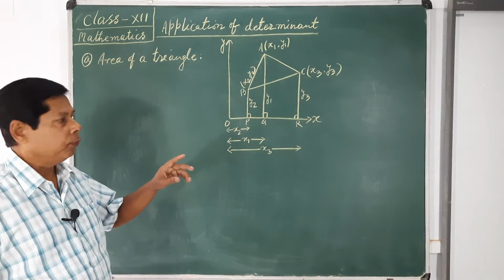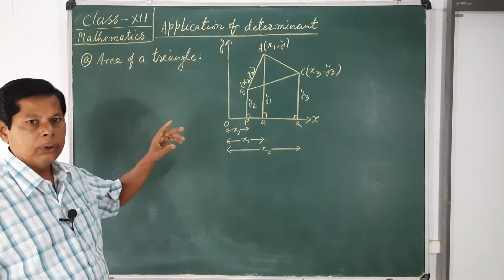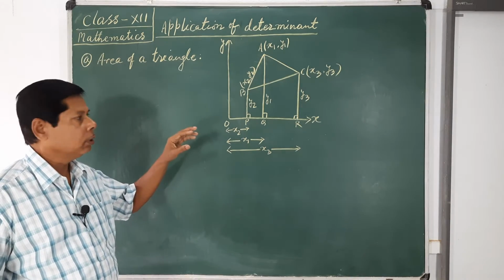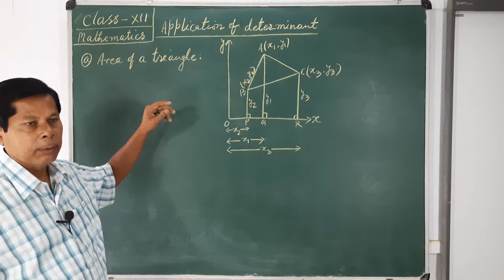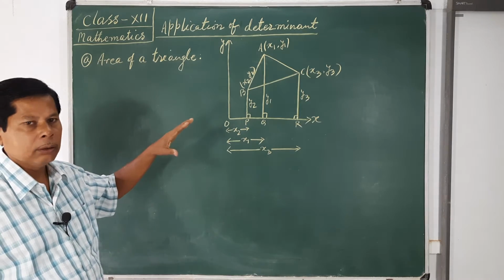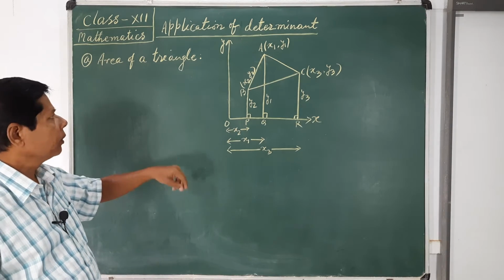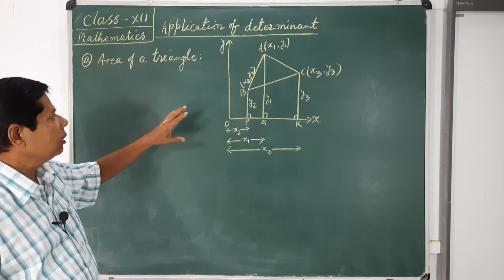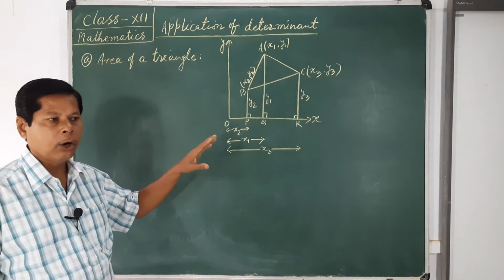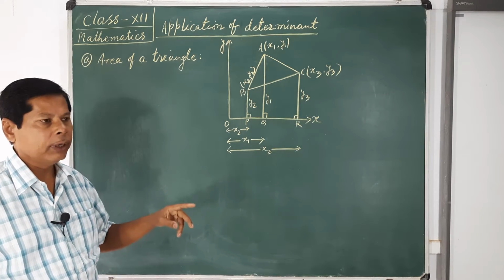So last day we started, though it was not possible to complete due to the meeting arranged by Secretary Maharaj. Now let us repeat those things from the very beginning. That is, application of determinant in finding the area of a triangle and area of a quadrilateral.